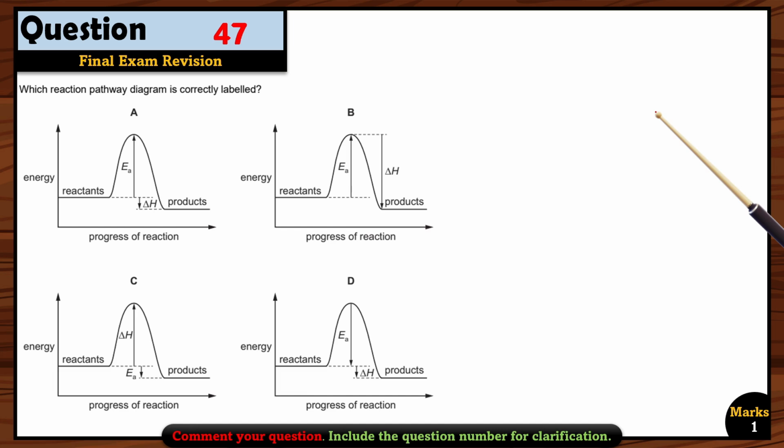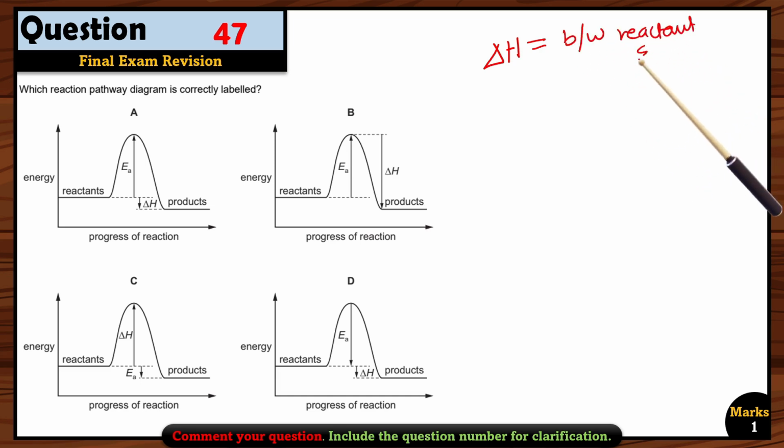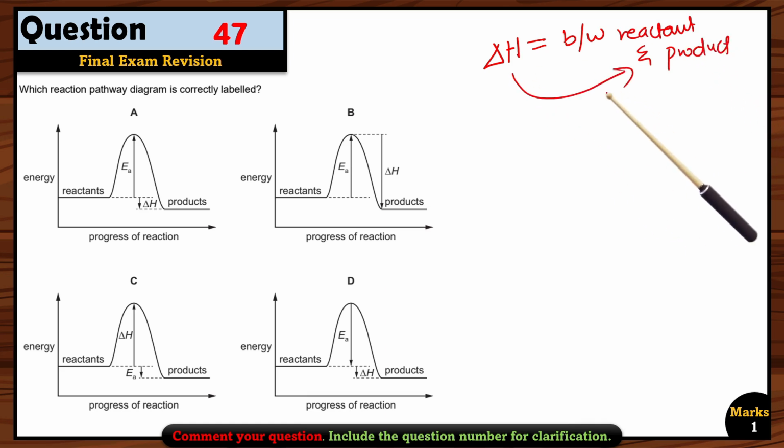It is the same for endo and exo. Delta H is one of the important components of this diagram. How do you know what is delta H? It is always between reactant and product. Wherever the reactant and product words are written, it will be delta H. The space between reactant and product is actually your delta H. Can you see here, this is your reactant, this is your product, so the space between them is actually delta H. So this option is right.